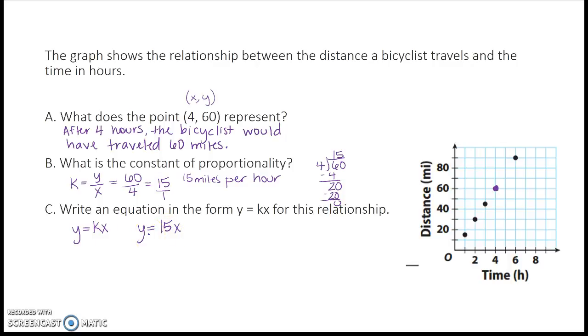Okay? So at this point, if you guys have questions, you need to be asking them, because this is the last day we're going to spend on constant of proportionality, and then we're going to move on to another concept tomorrow. And we have our test on Tuesday. So make sure you get all your questions answered.